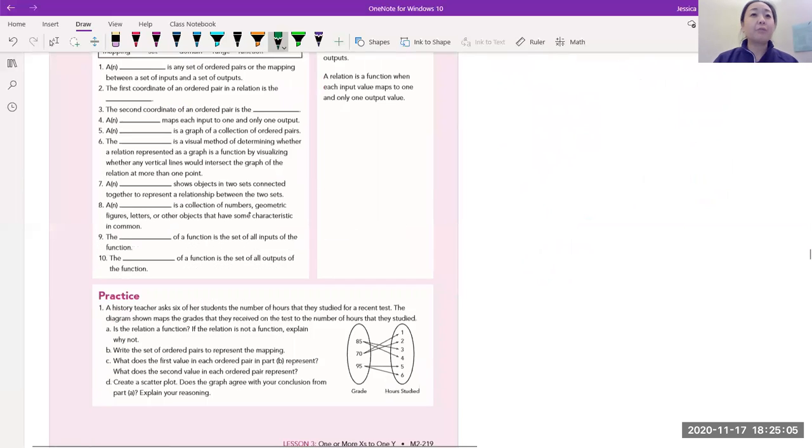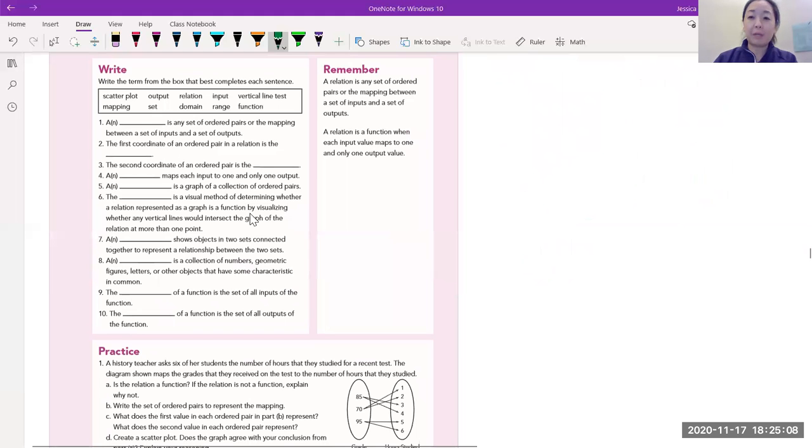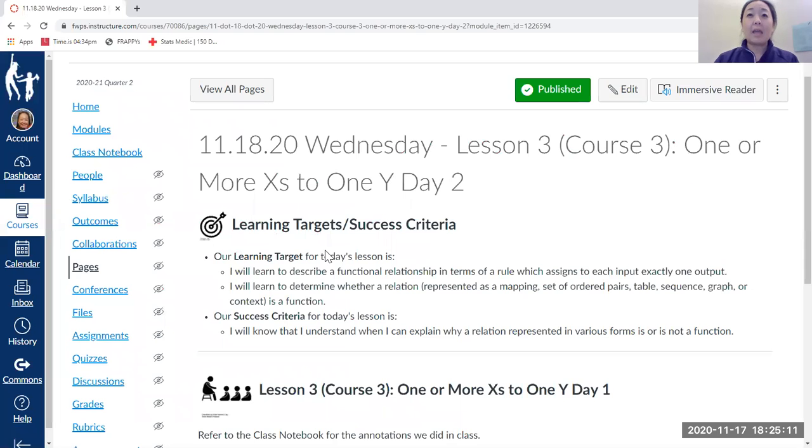Okay, and then you're just going to do your homework here. Thanks for being with me here on an asynchronous Wednesday. Did I forget to tell you? This was your learning targets for today. Let's see if you know. You're going to be able to describe a functional relationship in terms of a rule, one input for one output, right? And I will learn to determine whether a relation represented as a mapping, a set of ordered pairs, table, sequence, graph, or context is a function. So you should know whether something is a function or not now, right? If you don't know, rewatch the video.